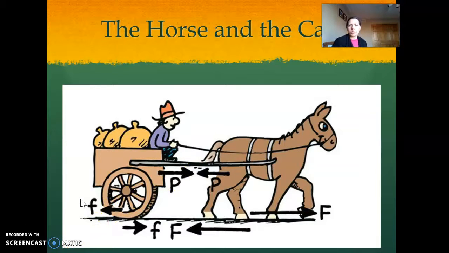When we get to the test, I'm going to turn this into a multiple choice question, and one of you guys is going to say that the horse pulls with more force than the cart does. And it's going to be more than one of you. It's going to be a lot of you. And I'm telling you right now, the horse pulls with the exact same amount of force as the cart. The forces are equal. So don't be that guy. Don't say the horse pulls harder. The horse does not pull harder. The forces are equal, but they don't cancel because they act on two different objects.